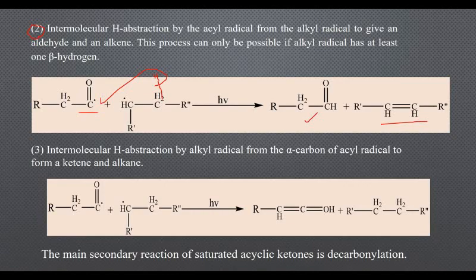Third possibility is the intramolecular hydrogen abstraction by alkyl radical. This alkyl radical can also abstract one hydrogen from this so that ketene and alkane are formed. Remember that the main secondary process of saturated acyclic ketone is the first one, which is decarbonylation.